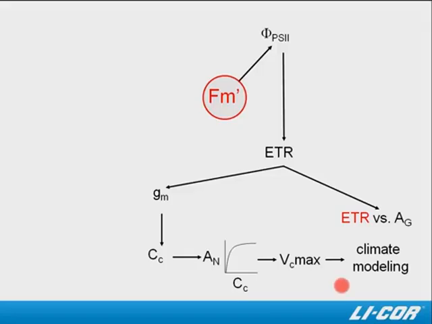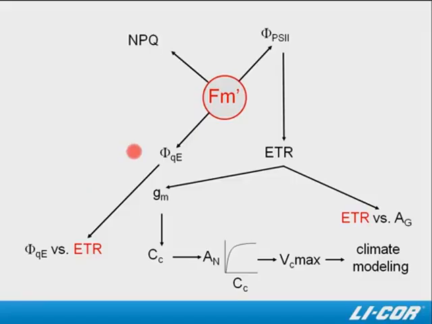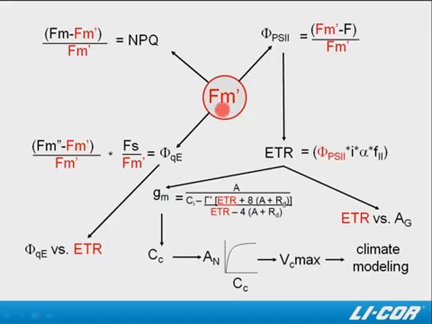Photosynthesis response curves based on CC can provide accurate estimates of rubisco-kinetic parameters, which subsequently are used in climate and crop modeling systems. Estimates of FM prime are also used to measure energy-dependent quenching, or QE. Comparison of QE with electron transfer can provide information about how light capture is regulated in response to fluctuating environmental conditions. And lastly, FM prime is used to measure non-photochemical quenching, or NPQ, which is an important stress parameter.